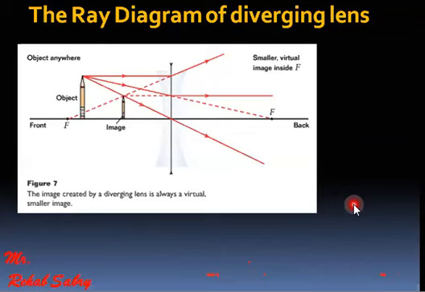This is the diagram as it's sketched in Holt. This is the first ray. It goes away such that it passes through the focus. This is the second ray. It goes straight. When they meet each other, the image is formed here. Mr., you didn't sketch the third ray. Yes, I didn't sketch the third ray because two rays are enough.